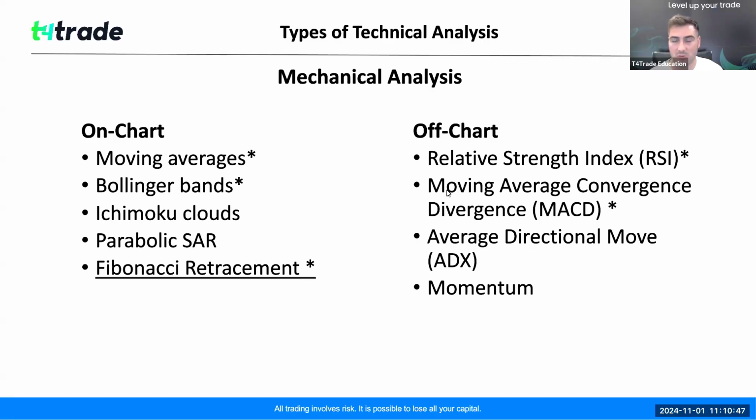Now, let's get started. Types of technical analysis: we have mechanical analysis and charting analysis. Charting analysis we have covered in the past in depth. Now we have moved on to the mechanical analysis category, and we have a split here of on-chart and off-chart indicators. Today we're going to talk about Fibonacci retracement. We have covered the ones with asterisks: moving averages, Bollinger Bands, RSI and MACD. We're going to do ADX in the next few webinars, momentum as well, Ichimoku clouds, and hopefully parabolic SAR as well. Today we're going to focus on Fibonacci, however.